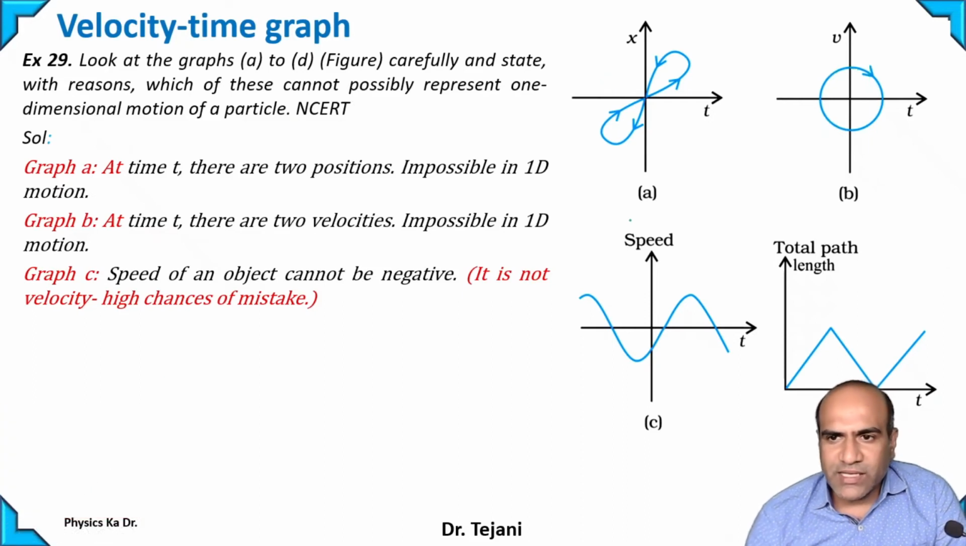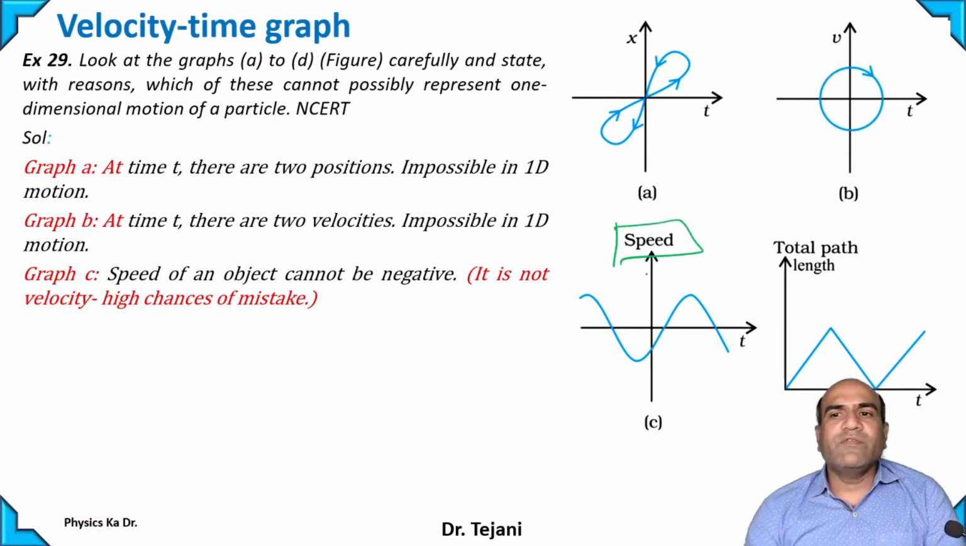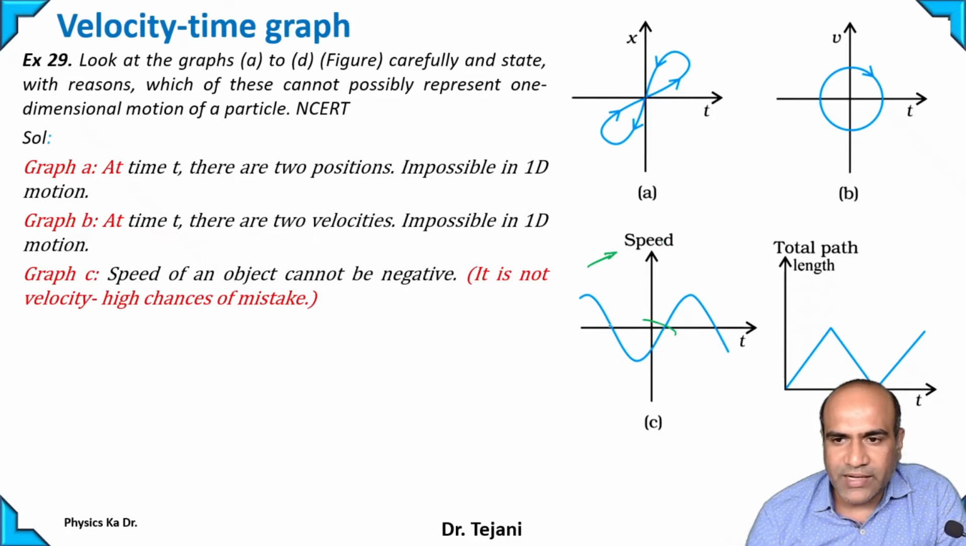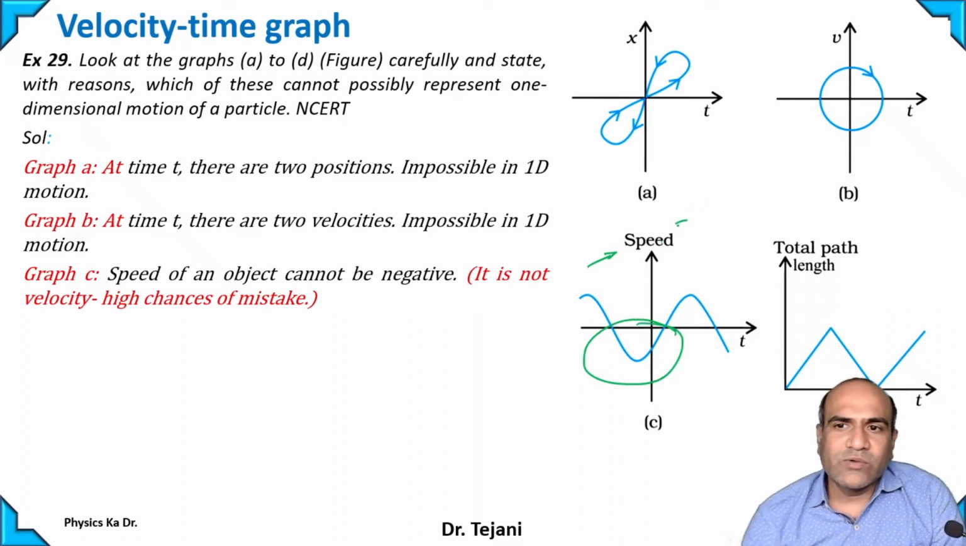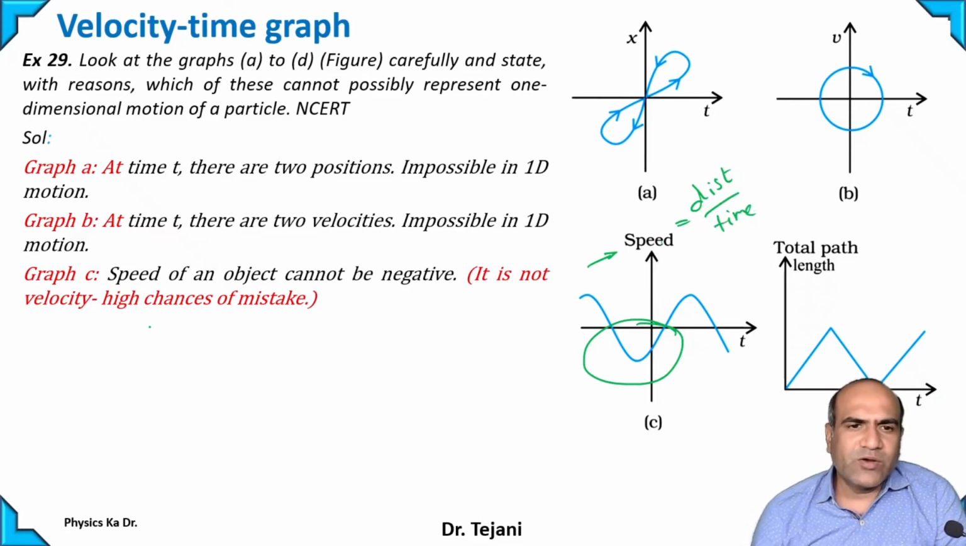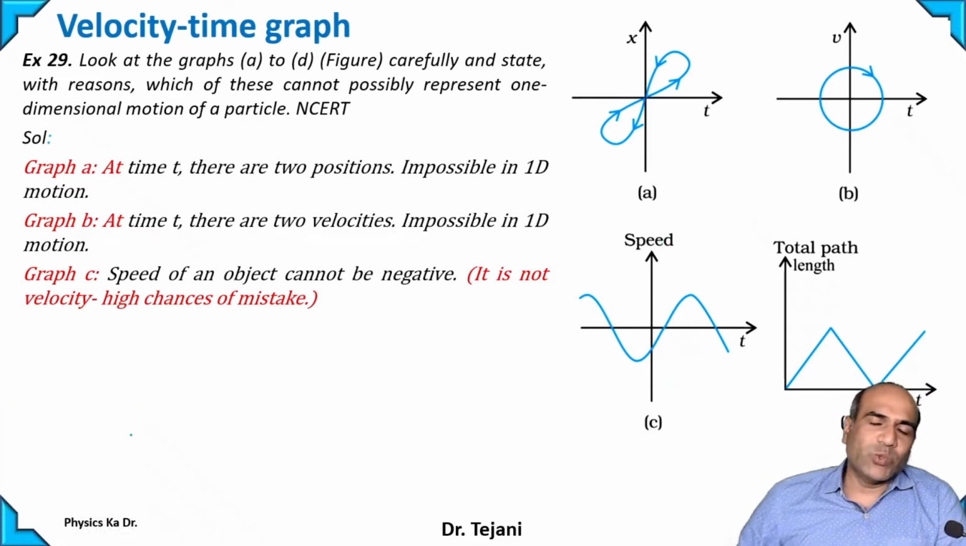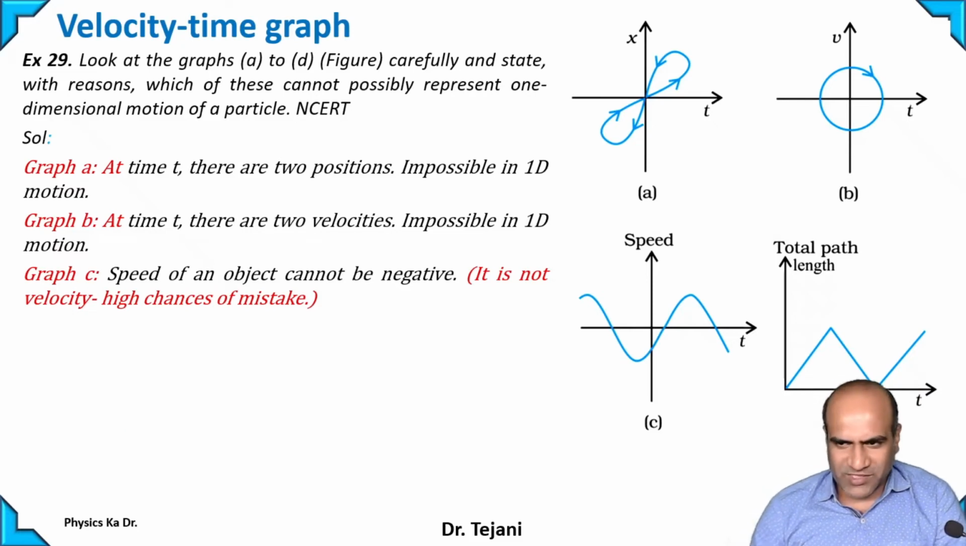Then next you see here, this is very tricky. If it was a velocity, then it is correct. But here it is speed, and speed cannot be negative. Speed is equal to total distance divided by time. Therefore, it is not negative. Such tricky questions will have the word speed in the question, and there is a great chance to make a mistake. Do not make mistakes.